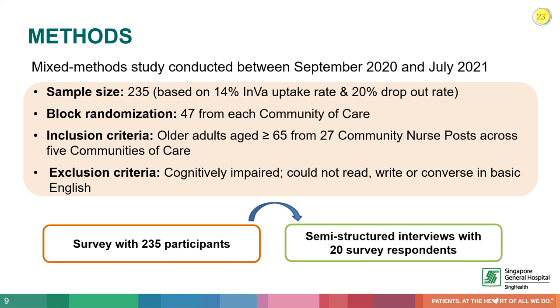So we conducted a mixed-method study comprising surveys as well as semi-structured interviews between September 2020 and July 2021. We recruited 235 participants based on the 14% uptake rate as well as a 20% drop rate. We did block randomization of 47 from each community or care zone. The inclusion criteria were older adults aged 65 and above from our 27 community nurse posts across the 5 communities or care zones.